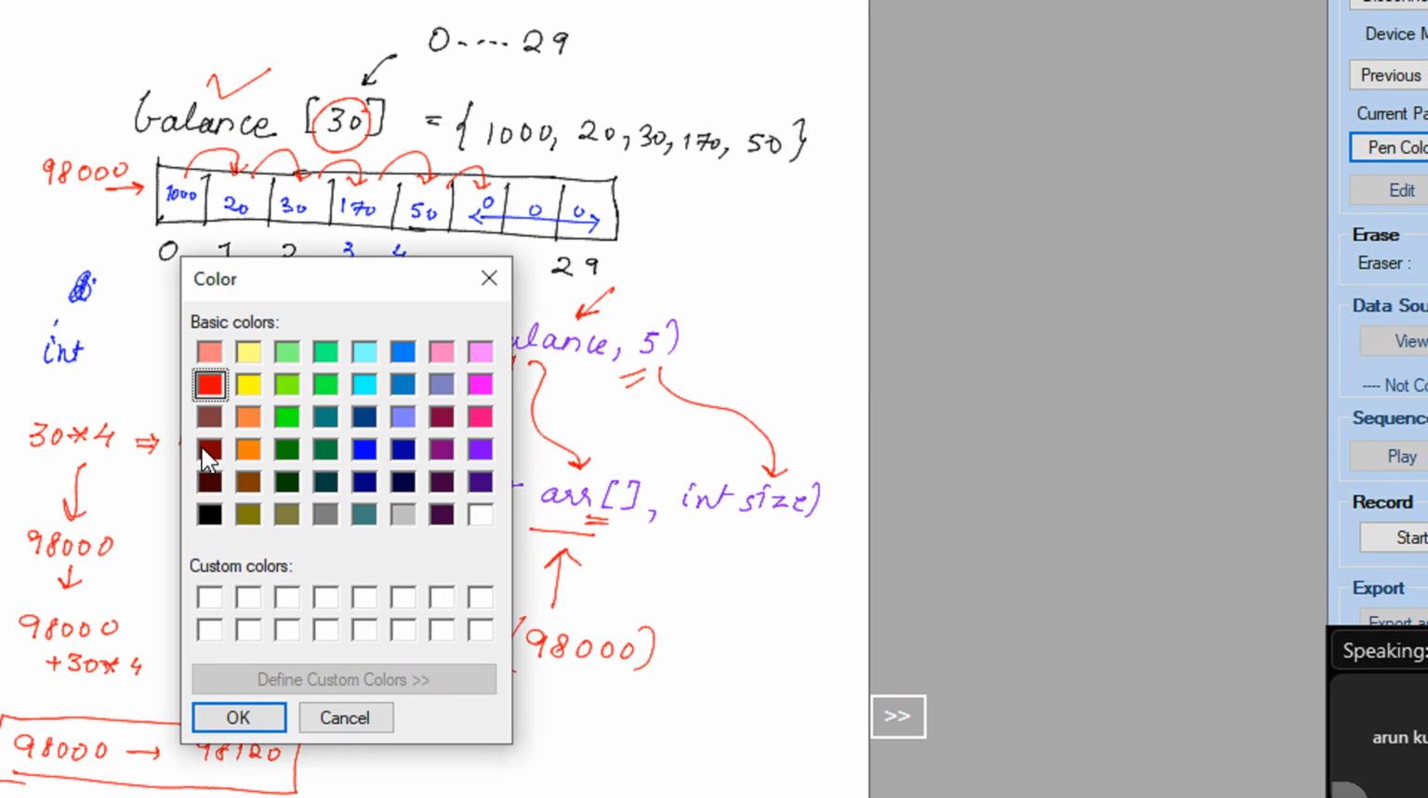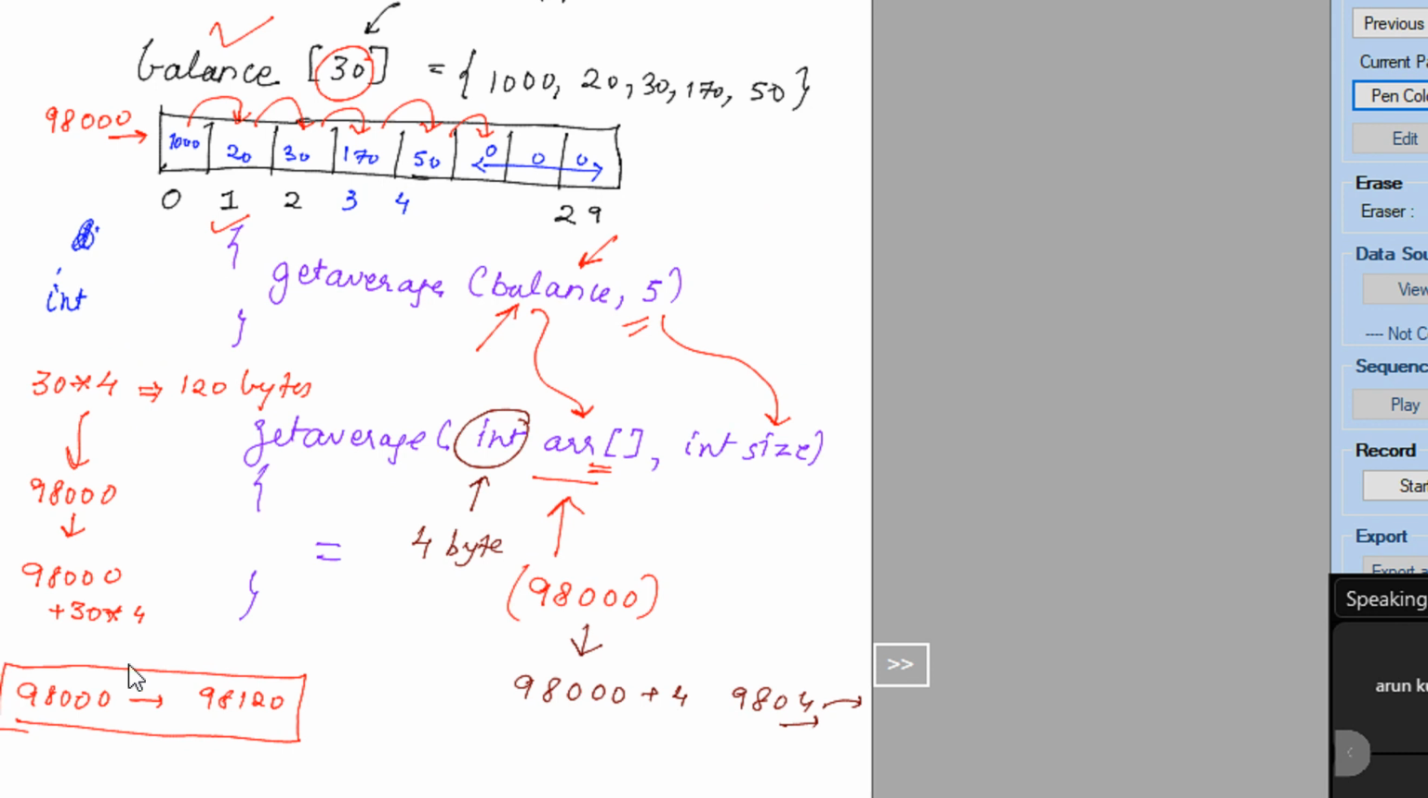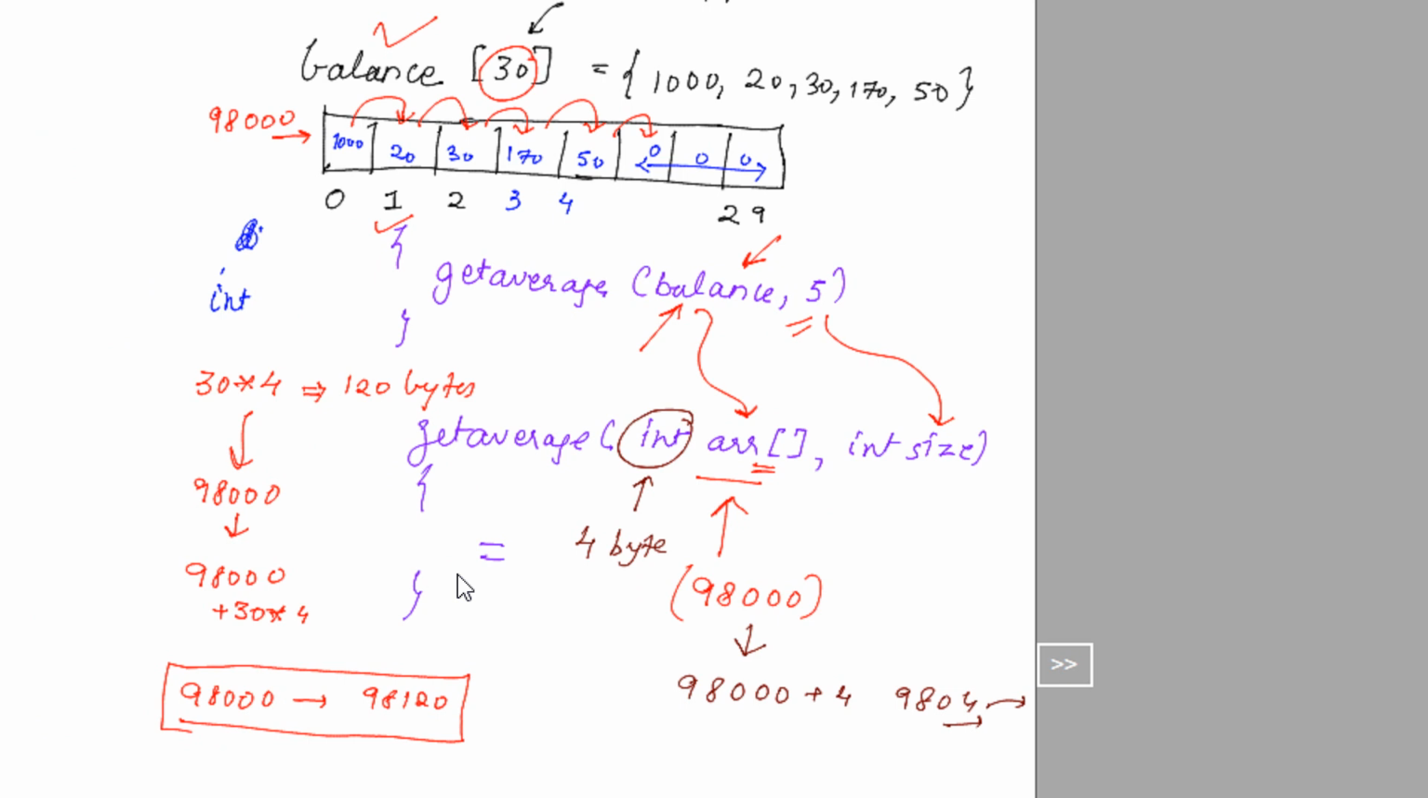Now, how do we determine that? My array consists of integers, and every integer is 4 bytes. So if the starting location is this, the next element will have a location of plus 4, because it takes 4 bytes. So 98004 will be the second element, and so on. Get the idea. When we do pointers, we can get a better feel of it. We can actually display the exact address stored in memory. That will again be different for different machines, but the logic remains the same.